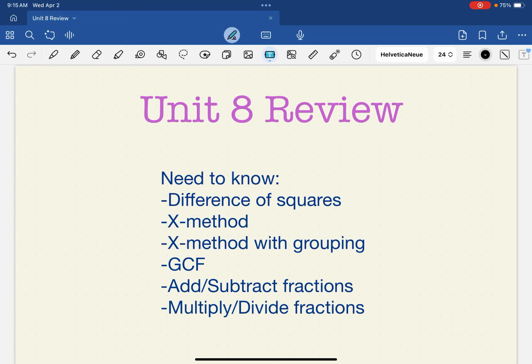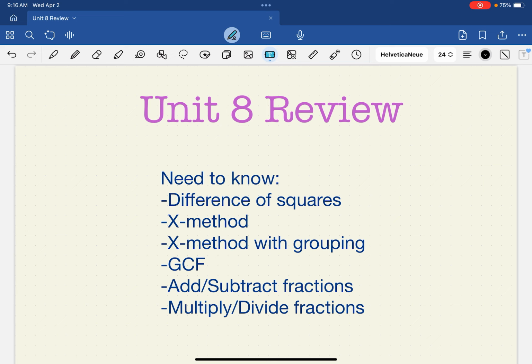I'm doing the Unit 8 review. The Unit 8 review is posted on Schoology, so make sure that you get that PDF, write it on a blank sheet of paper, or print it out if you want a printed copy. But here we go. So Unit 8 review.